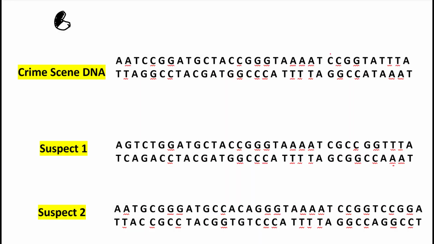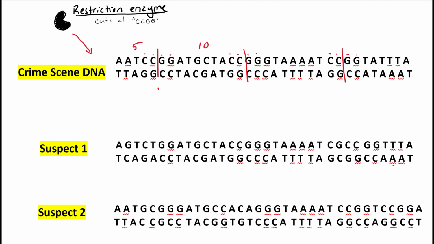Let's see how the DNA is cut up. We have our restriction enzyme. It's going to cut wherever it sees the letters CCGG. So we mix it with the crime scene DNA. It's going to cut up the DNA like we've seen. But to simplify, we're just going to cut it right smack dab in the middle. So DNA is cut wherever CCGG is present, and the crime scene DNA is cut up into pieces. A piece of DNA that's 5 bases long, 10 bases, 11 bases, and 8 bases long.